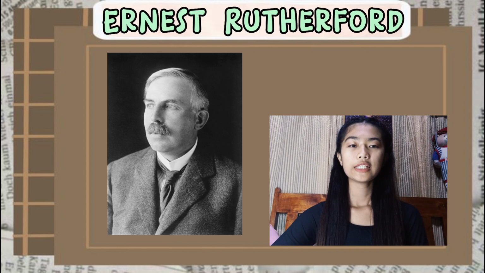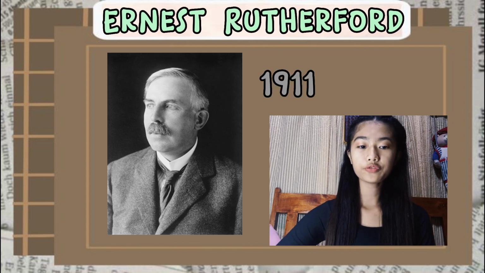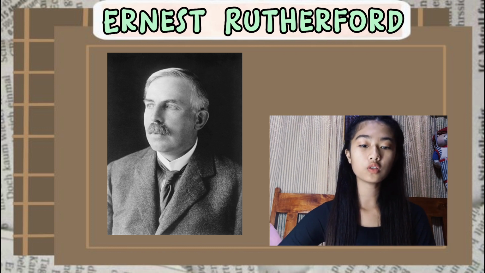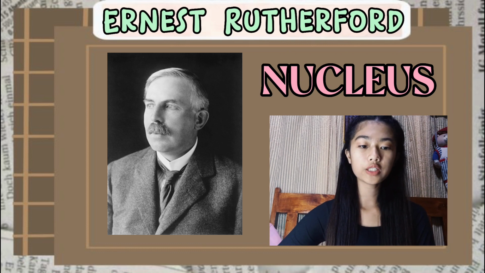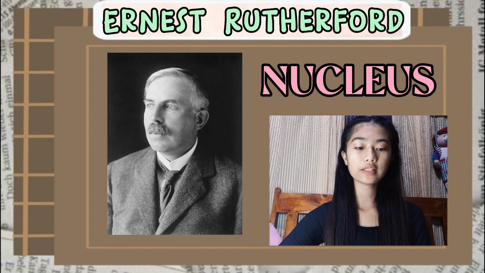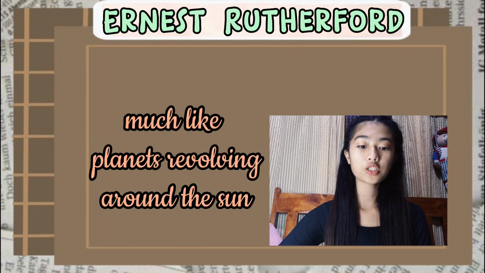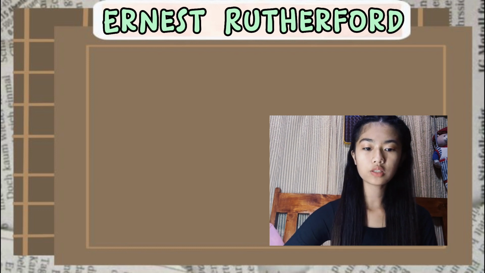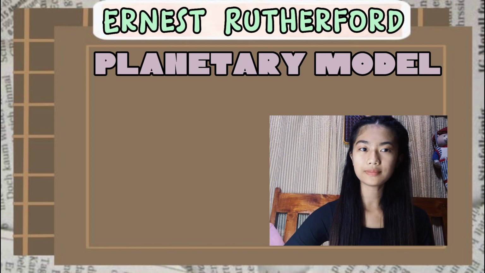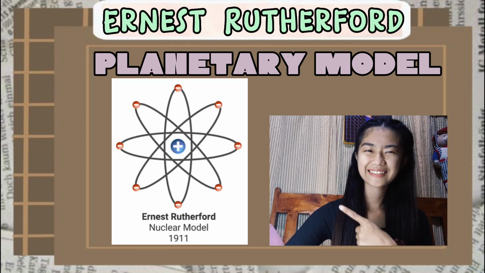Ernest Rutherford. In 1911, Rutherford described the atom as having a tiny, dense, and positively charged core called the nucleus. Rutherford established that the mass of the atom is concentrated in its nucleus. The light negatively charged electrons circulated around this nucleus, much like planets revolving around the sun. His model is called the planetary model.